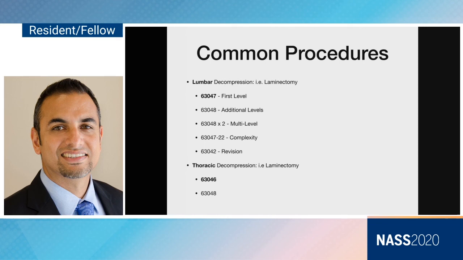For revision of a lumbar decompression, it's the same code as it was for a microdecompression, so 63042. The only difference for a thoracic decompression is the primary code is different. As opposed to 47, you'd use 46, but every additional level, again, is the 48 code.